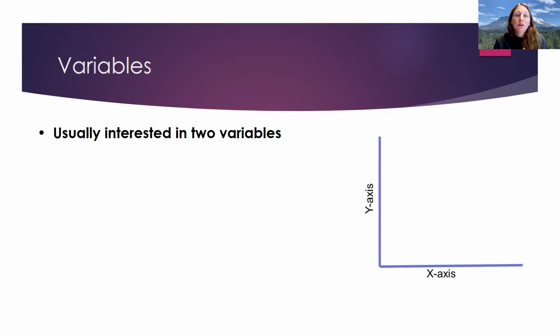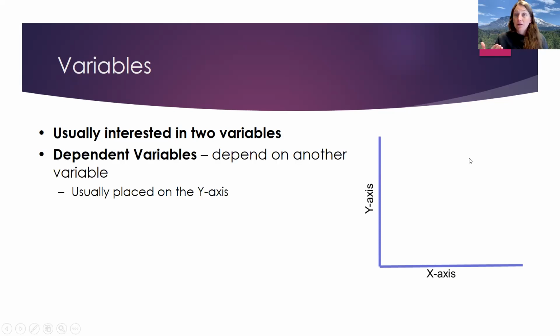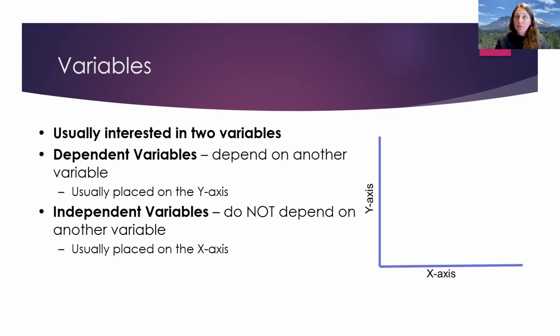So we're often interested in two variables, and the dependent variable, the one that depends on the other, is usually placed on the y-axis, the upward facing axis, the vertical axis. And so in that case, income might depend on where you live, right? The cost of living might be higher in one of these cities versus the other. And so we'd often put income on the Y, and we might put city on X. The independent variable in this case would be city. It doesn't depend on the other, income.